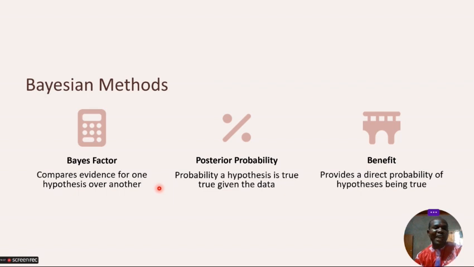The Bayesian method tries to compare evidence for one hypothesis over the other hypothesis. You see, generally in statistics, our claim, which is the null hypothesis, is what we are trying to establish, whether to reject or to accept. But in the Bayesian approach, we are not just interested in establishing the validity of the null hypothesis. We also want to establish the validity of the alternative hypothesis. So we compare evidence for one hypothesis over the other, and we also look at the probability of a hypothesis being true given the data. It provides a direct probability of the hypothesis being true. So we are looking at both hypotheses this time, as against looking at just one of them.